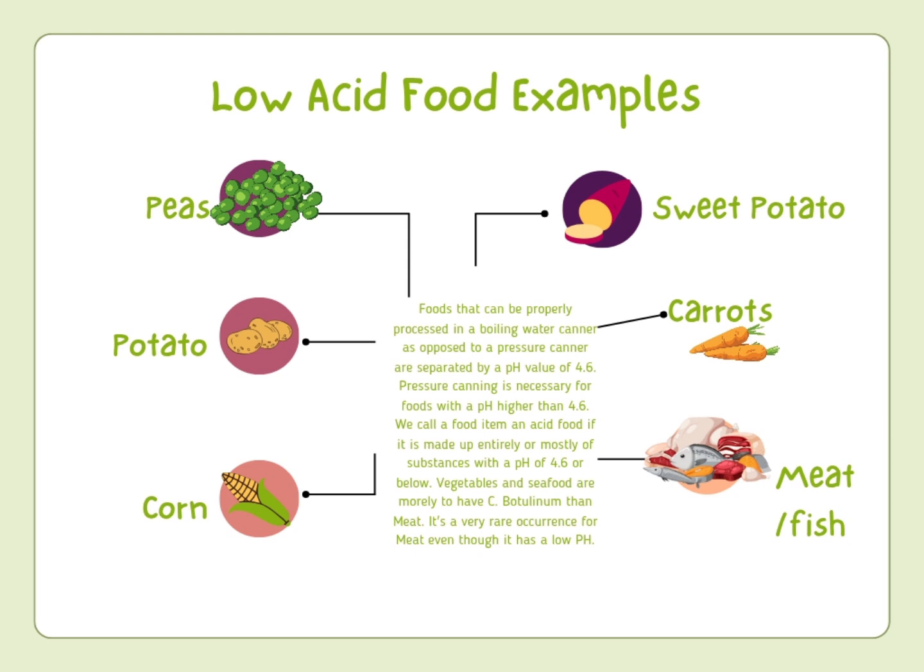So, the first slide that you see is low acidic food examples: peas, sweet potatoes, carrots, corn, meat, and fish are considered low acids. Foods that can be properly processed in a boiling water canner as opposed to a pressure canner are separated by a pH value of 4.6. Pressure canning is necessary for foods that have a higher pH than 4.6. We can call a food an acid item if it is made up entirely or mostly of a substance of a pH of 4.6 or below.